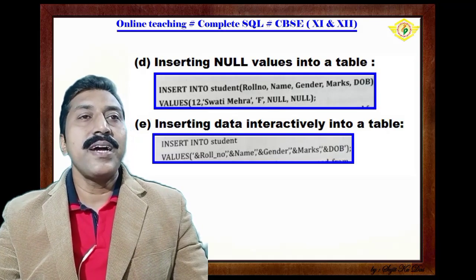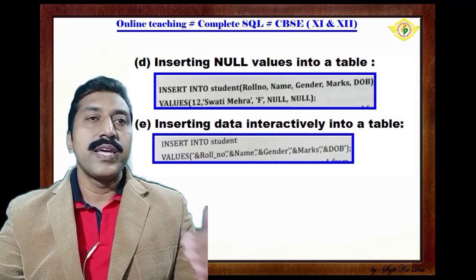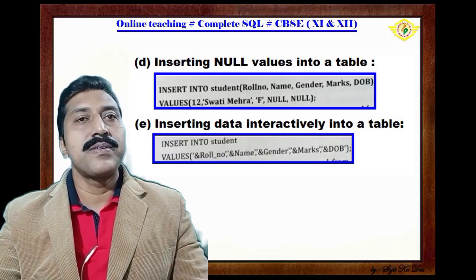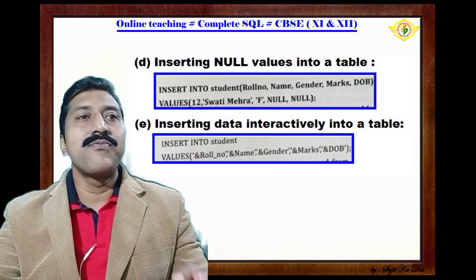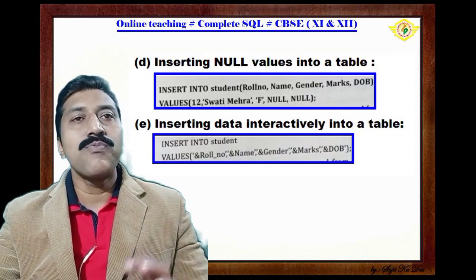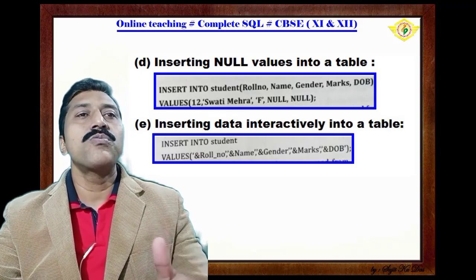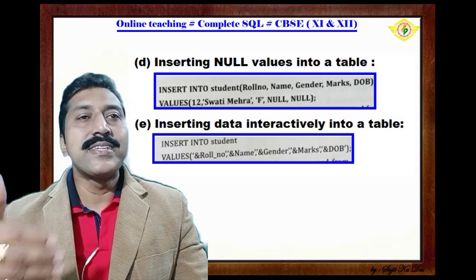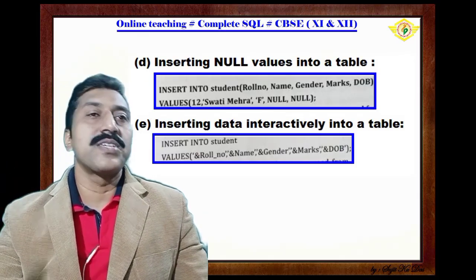Next is inserting data interactively into a table. How? Insert into table, then write values, bracket start, ampersand roll number, ampersand name, ampersand gender, ampersand marks, ampersand DOB. That means for inserting a row interactively from the keyboard, the ampersand operator can be used. Okay, so in this command, the values of all the columns are read from the keyboard and inserted into the table students. Means if you give the ampersand sign, the value can be entered through the keyboard, means the user can enter it at the time of execution.